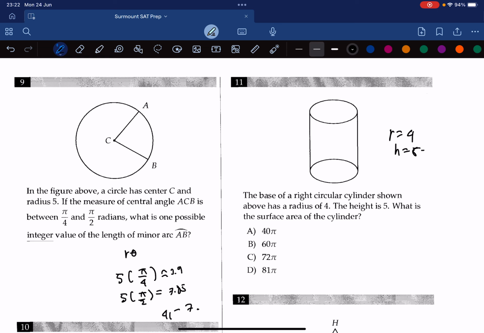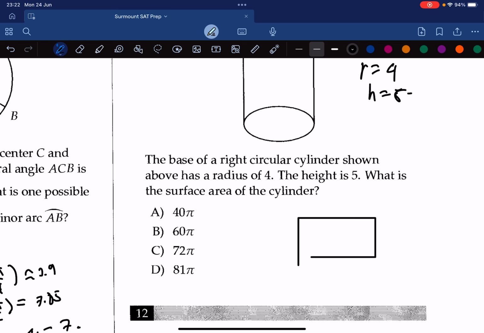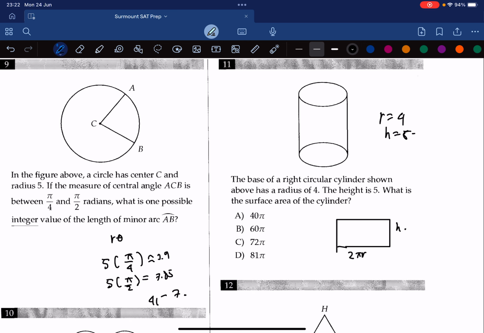What is the surface area of the cylinder? So if we unravel the cylinder, we should be getting a rectangular base that is equal to the circumference, and a height that is equal to the height of the cylinder, right? So this should be 2 pi r here, and the width should be h. And the surface area of a cylinder is equal to the area of this rectangle, plus the areas of 2 circles at the end.